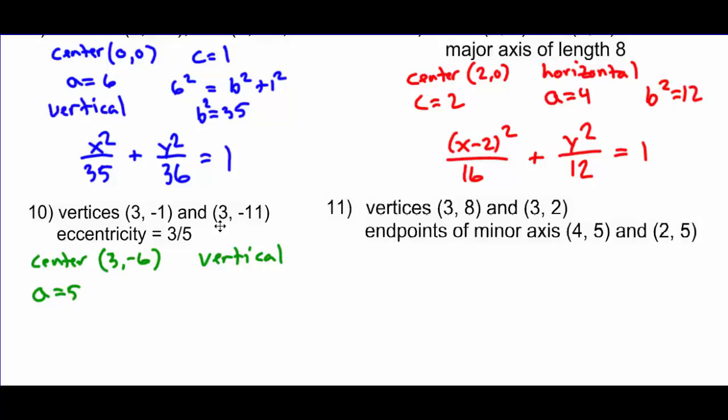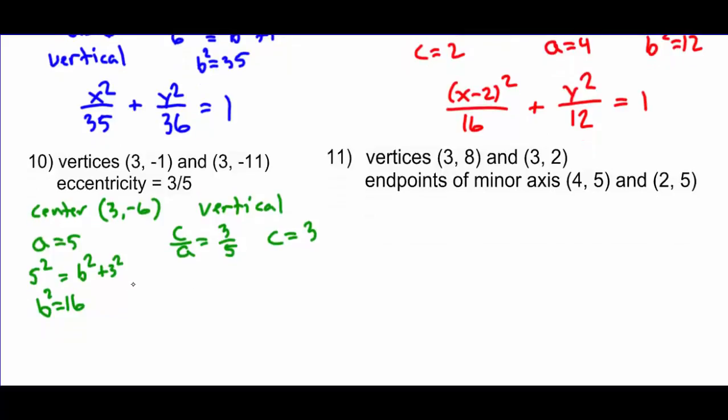Oh, this is weird information they gave us. Eccentricity is 3/5. Now remember, eccentricity is C over A is equal to 3/5. But we know A is 5, right? So that tells me that C has to be 3. And if I know C and I know A, I know the relationship here: 5 squared is equal to B squared plus 3 squared. So I know B is 4, or maybe more pertinent for our purposes is that B squared is 16. And you know what we are? We are ready to write our standard form elliptical equation.